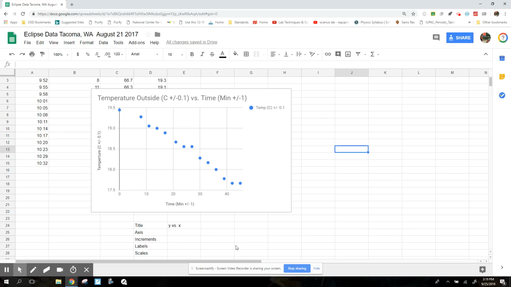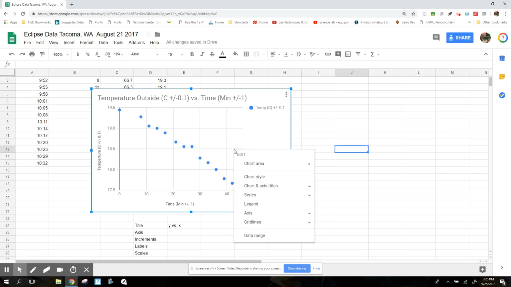So one of the nice things about using tails, which is the scientific way of graphing, is that Google Sheets does most of that for you. So now the last thing I want to show you is how to do a line of best fit, or a trend line. And a trend line tells you the mathematical relationship between the y versus x variable.